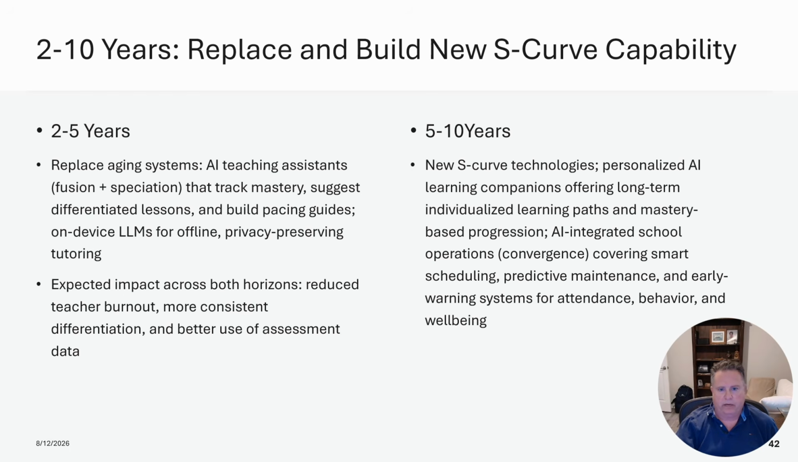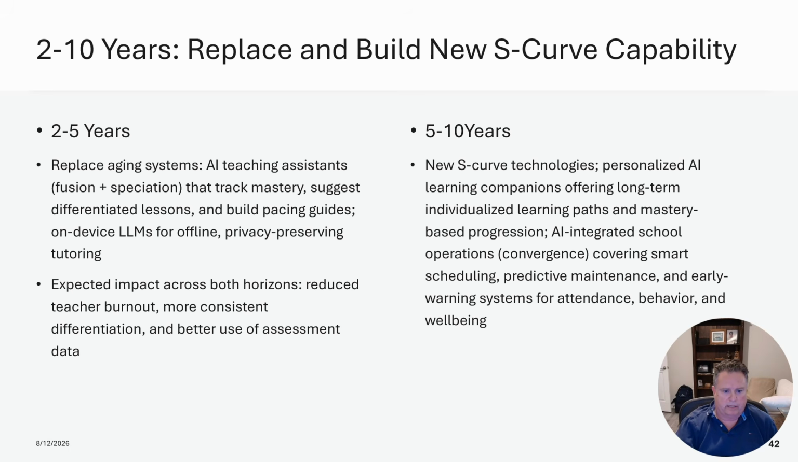In the 2 to 10 year time frame, replace and build new S-curve capability. In the 2 to 5 year time frame, you'd want to replace aging systems, and there'll be AI teaching assistants largely composed by process of fusion and speciation that will track mastery, suggest differentiated lessons, and build pacing guides. And there'll be on-device large language models for offline privacy preserving tutoring. That could be also in students' personal computers or based on a school supplied infrastructure that they could log into.